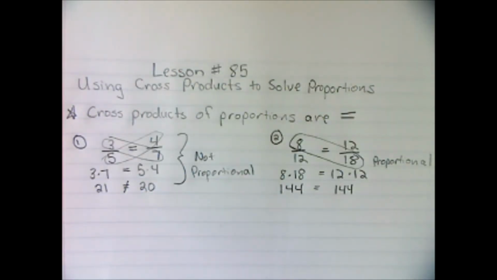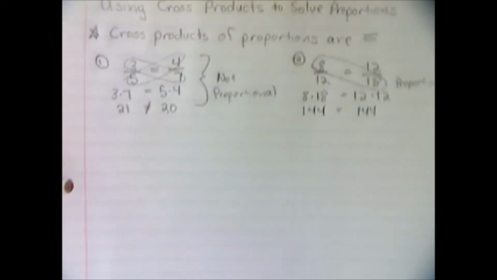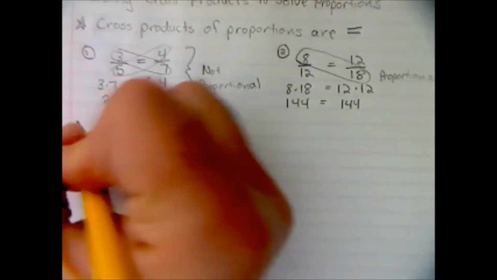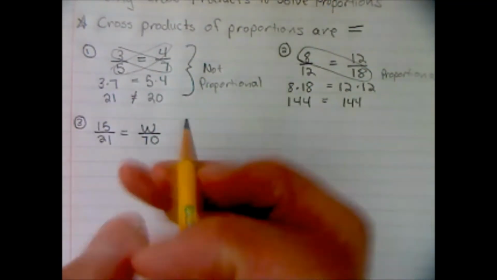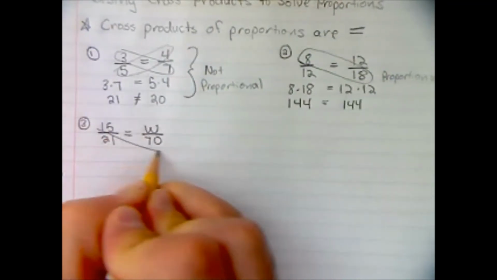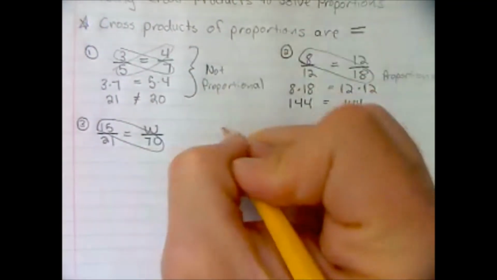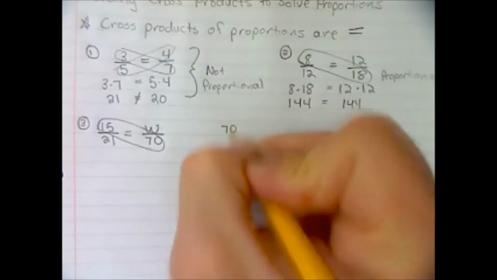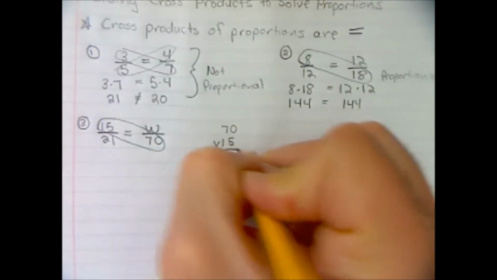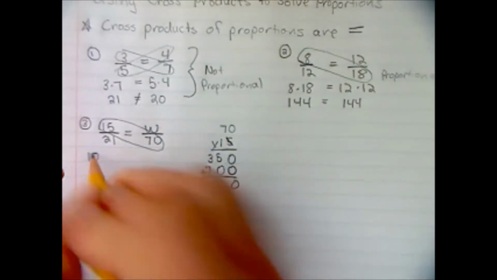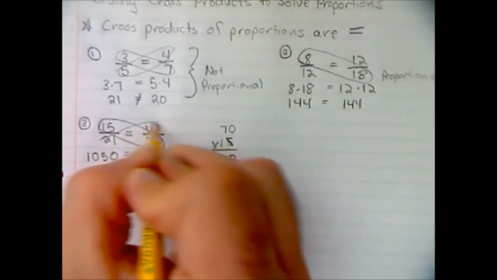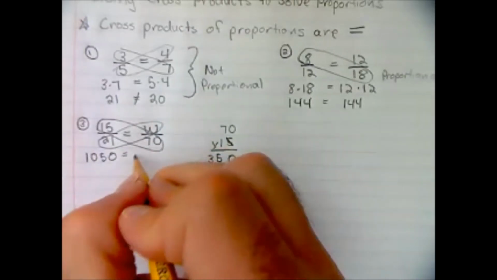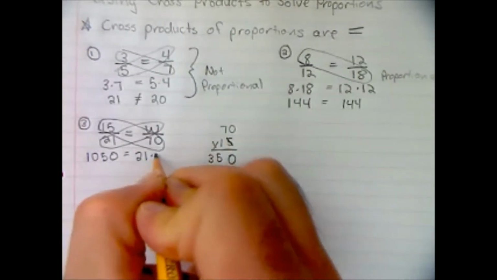We can use this to solve equations, so I'm going to move down a little bit. Here's an equation right here. Then I can solve and find out what W is. So first thing I'm going to do is take 15 times 70, and there's nothing wrong with scratch work. Those two together is 1,050. And now I'm going to take the cross product of 21 and W, and that will be 21 times W.